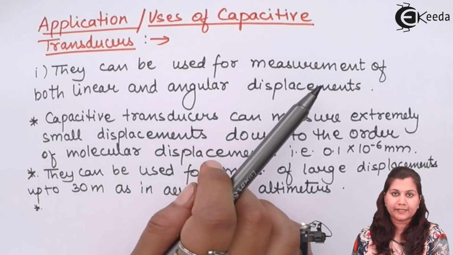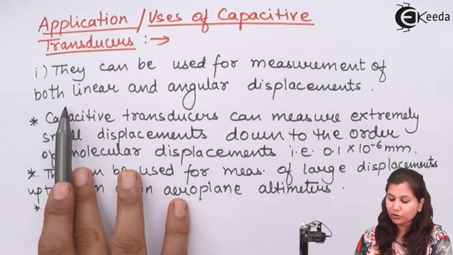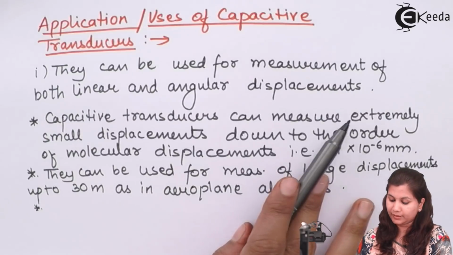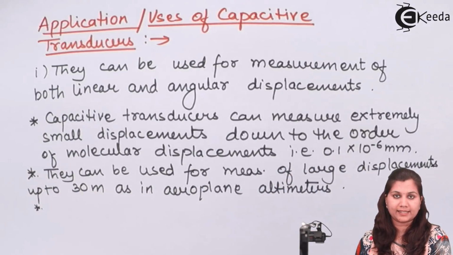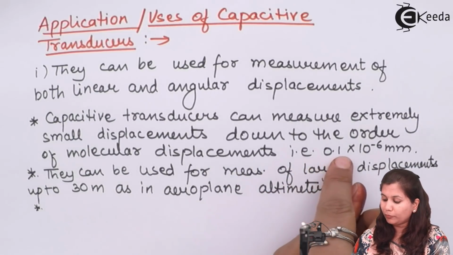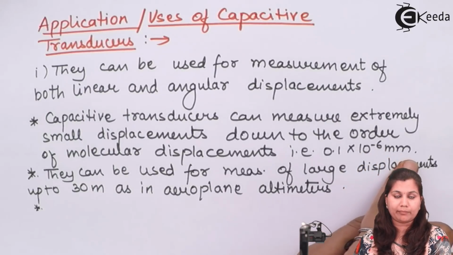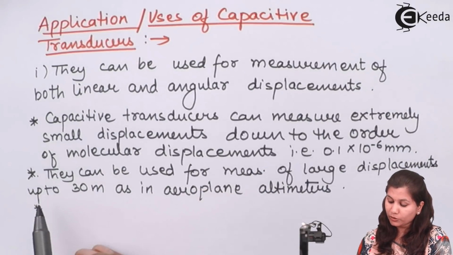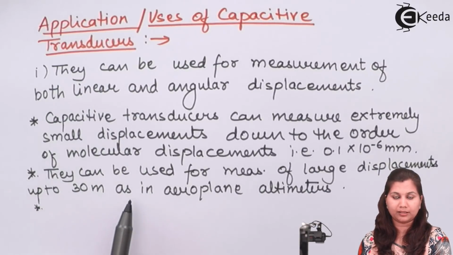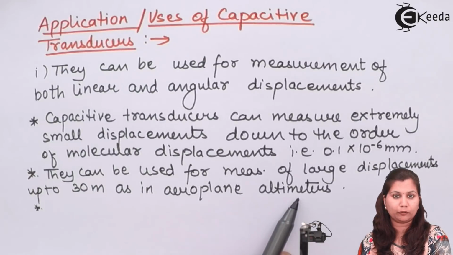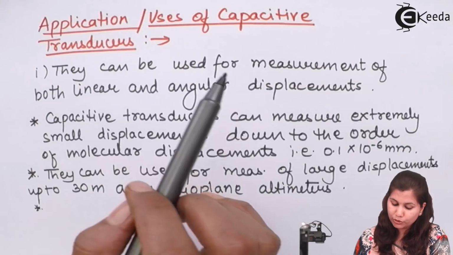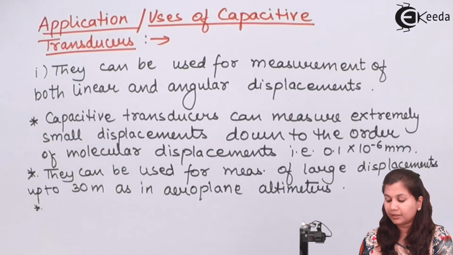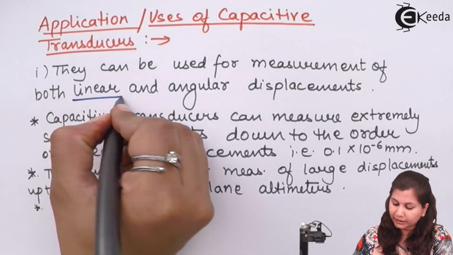The first application of capacitive transducers is that they can be used for the measurement of both linear and angular displacements. The capacitive transducers are very sensitive transducers, so they can measure extremely small displacements, of the order of molecular displacements, that is 0.1 into 10 raised to the power minus 6 mm. Such small displacements can be measured with the help of capacitive transducers, and also very large displacements, up to 30 meters, like in the case of aeroplane altimeters.